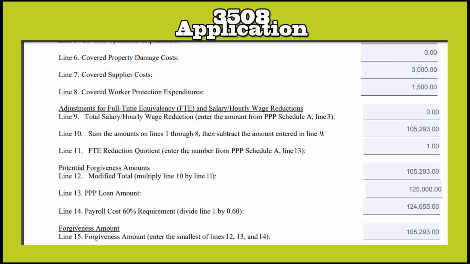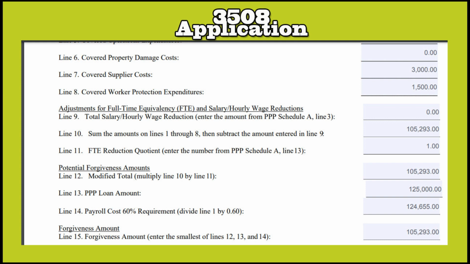So line 11, FTE reduction quotient. You're going to enter what you put on your PPP Schedule A, line 13, which ours was a 1.0 because we maintained that full-time equivalency, all right? Okay, so now line 13, what you want to do is enter your PPP loan amount. You want to take that same PPP loan amount that you put at the top of your form, and put that down here on line 13.